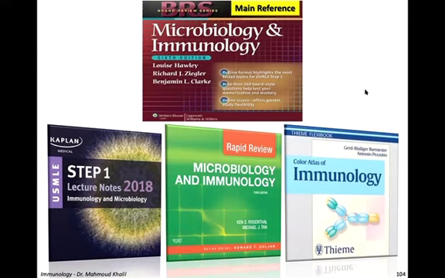So these are the references that I used for these lectures. The major textbook is BRS Microbiology and Immunology, and as well there are three recommended books for you to use, and these are the three recommended books. So this will conclude our seventh topic in Multisystem 1.